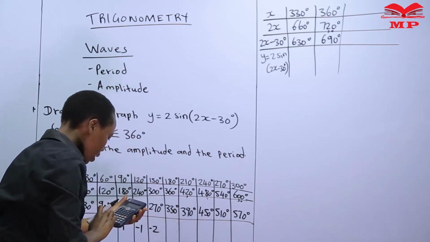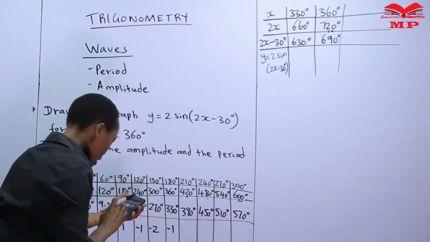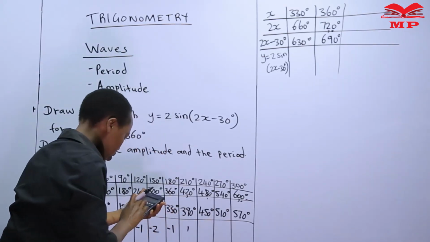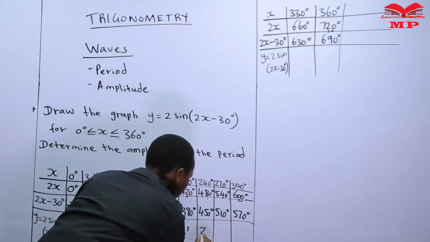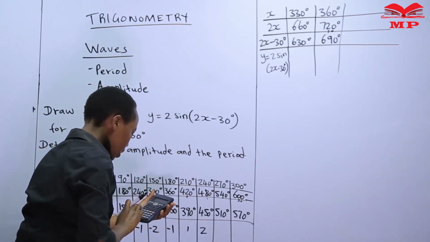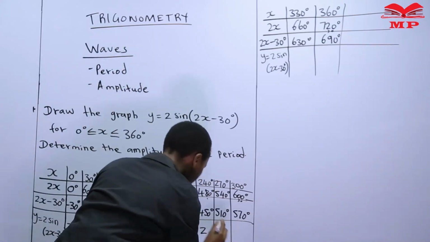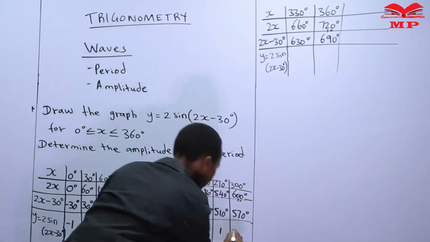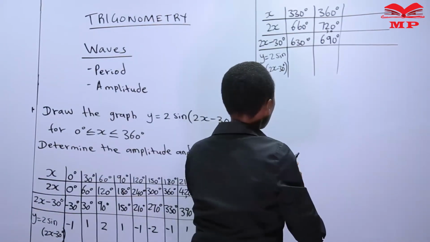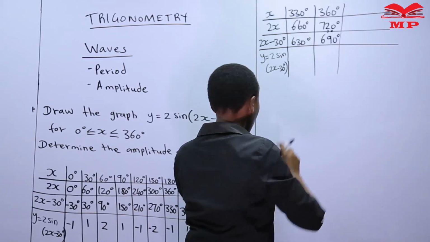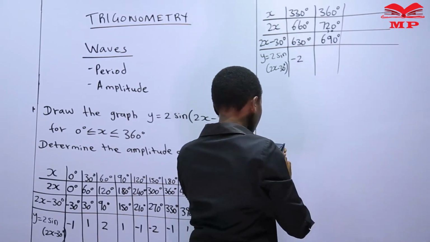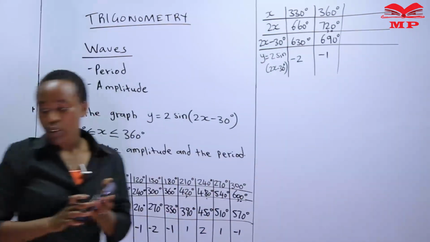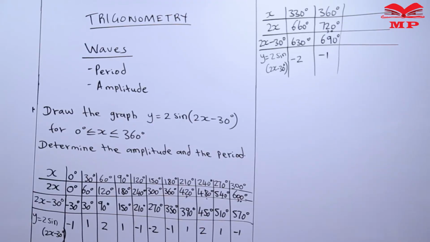2 sine 330, we get negative 1. 2 sine 390, we have 1. 2 sine 450, we have 2. 2 sine 510, we have 1. 2 sine 570, we get negative 1. Then we have 2 sine 630, we get negative 2. And finally 2 sine 690, we get negative 1. So that's what we have now for our data.